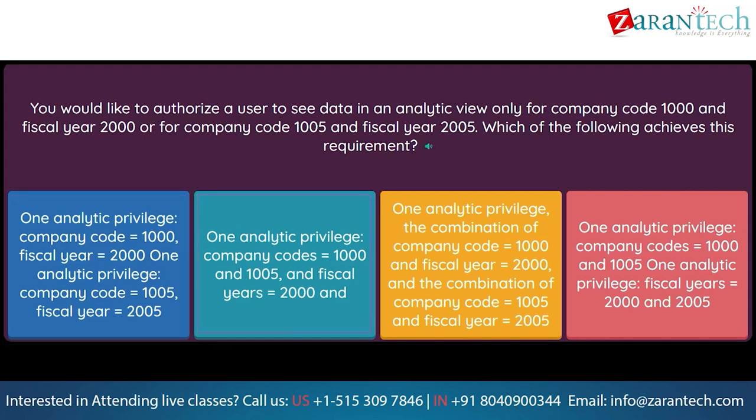Option 2: 1 analytic privilege, company codes equals 1000 and 1005, and fiscal years equals 2000 and 2005. Option 3: 1 analytic privilege, the combination of company code equals 1000 and fiscal year equals 2000, and the combination of company code equals 1005 and fiscal year equals 2005. Option 4: 1 analytic privilege, company codes equals 1000 and 1005. 1 analytic privilege, fiscal years equals 2000 and 2005.